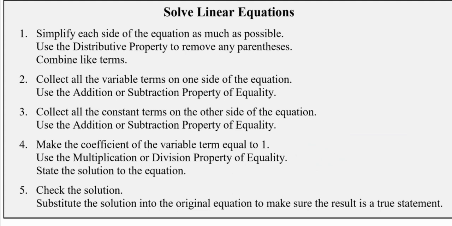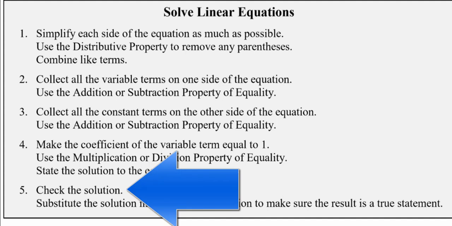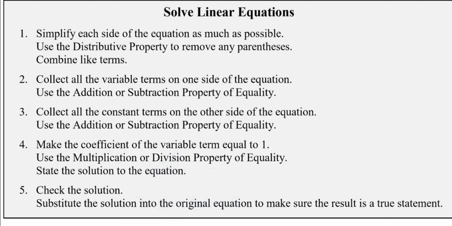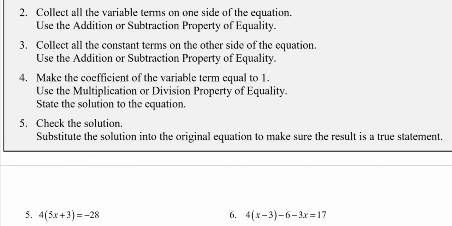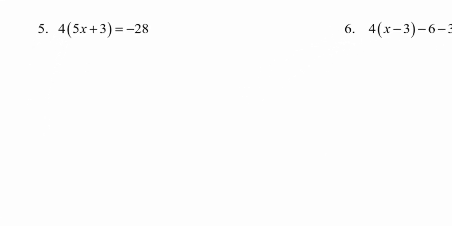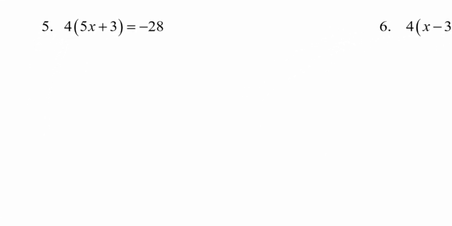So let's go ahead and state it. And finally, step 5 is checking the solution. We check the solution by substituting the solution into the original equation to make sure we have a true statement. Now, in this video, we are going to be dealing with multi-step equations. So in our first example, you can see we have the distributive property that's going to need to be used on the left-hand side first before we can start moving terms around.